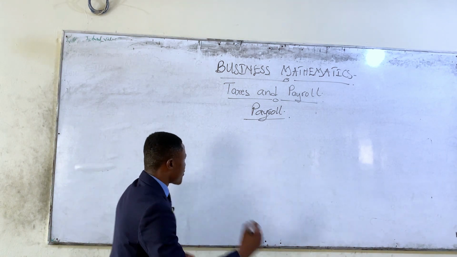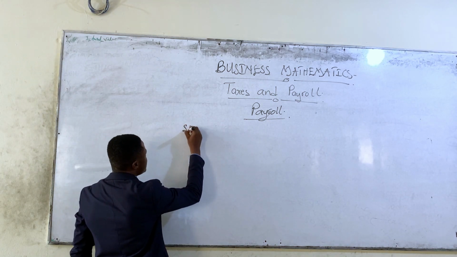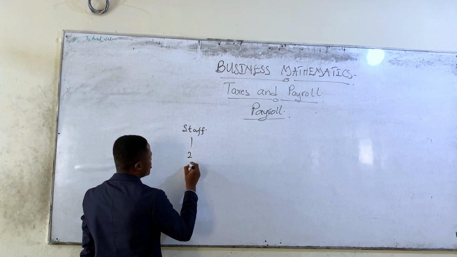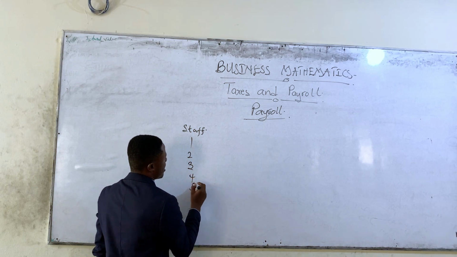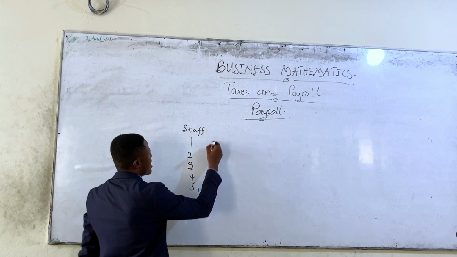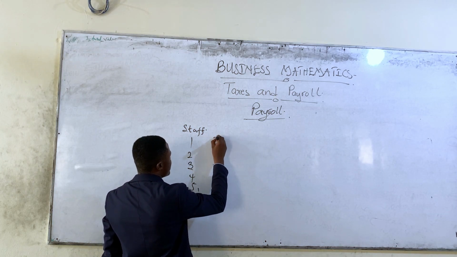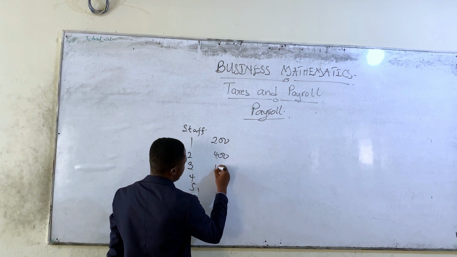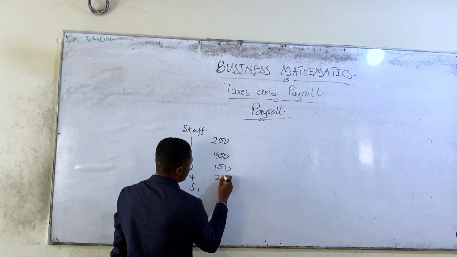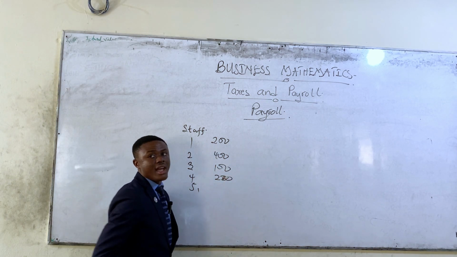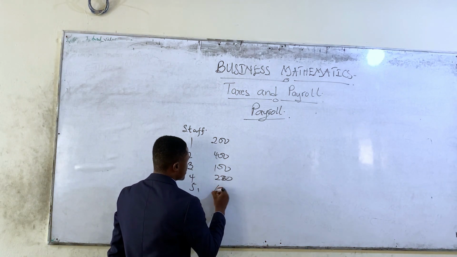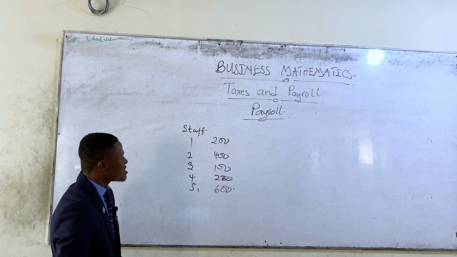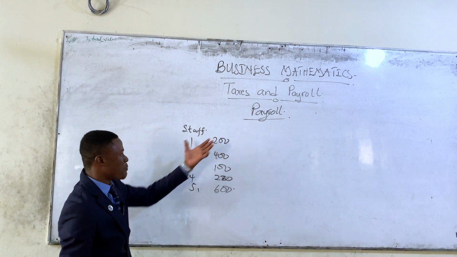Great. So for example, let's say we are having the list of staff members here. We are having staff 1, staff 2, staff 3, staff 4, and staff 5. So each staff is earning, maybe staff 1 is earning 200, staff 2 is earning 400, staff 3 is earning 100, staff 4 is earning 230, and maybe staff 5 is earning 600. Are we good? Great. So the earnings of these staff, this is what payroll shows.